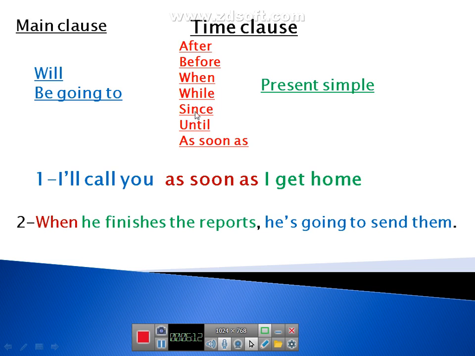We can also use these time clauses at the beginning of the sentence. So it will be like this: when he finishes the reports, he's going to send them. When he finishes the reports, here present simple, first form, and we note that there is an es added to the verb because the subject is he, so we add s or es to the verb in the present simple. So when he finishes the reports, he's going to send them. Future will or be going to.